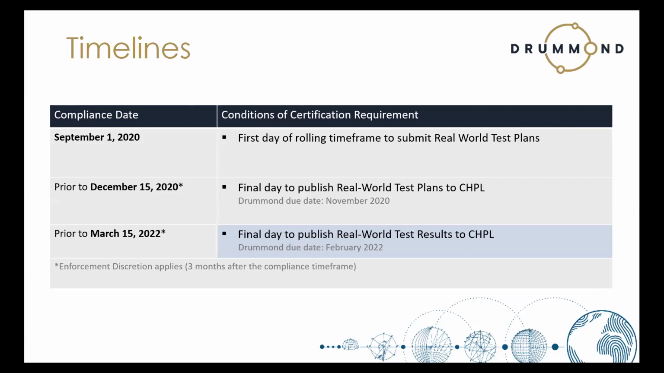ONC has decided to exercise its discretion in enforcing these new requirements. So again, we're going to stick to the deadlines where at all possible. If there's any extenuating circumstances that will put you past that, we'll advise our customers to start to get in touch with us as you get closer to that. So the final date for publishing real world testing plans, you can see there, is the end of this year.